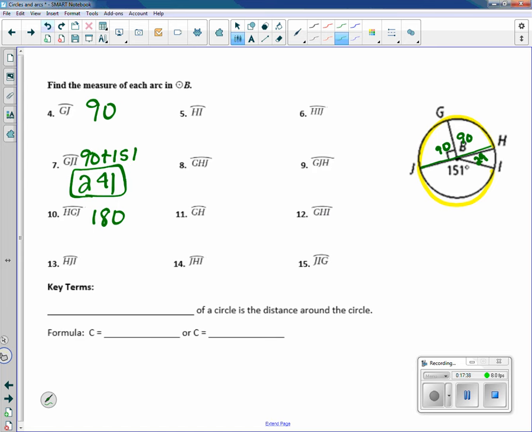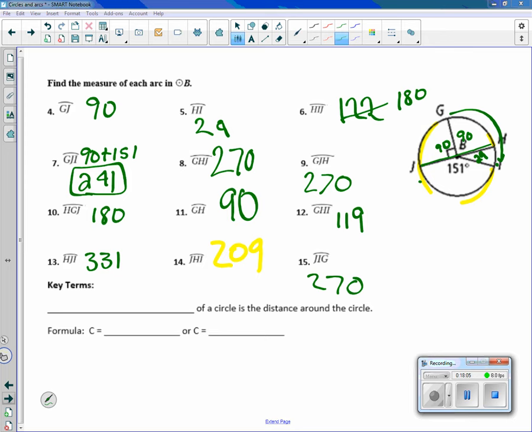Give me two ways I could have done this. What's one way I could do this? Add them up, 90, 90, and 151 was another way. Yep, 360 minus 29, because that's the only spot that's not there. And what's my answer? 331? All right, you got the rest. Go for it.